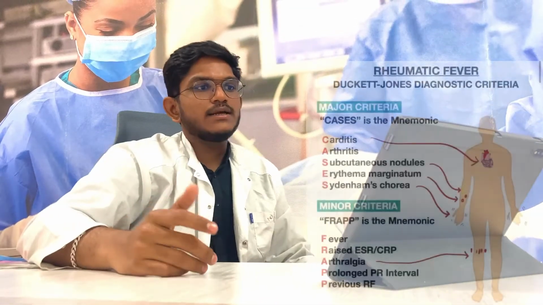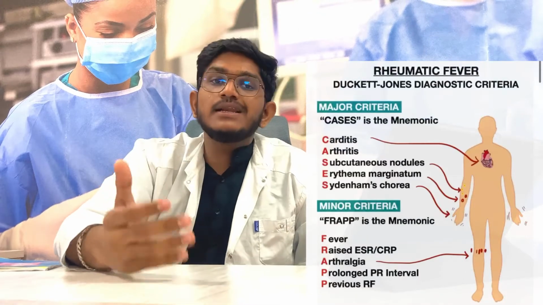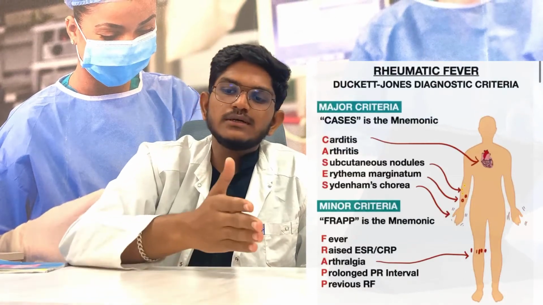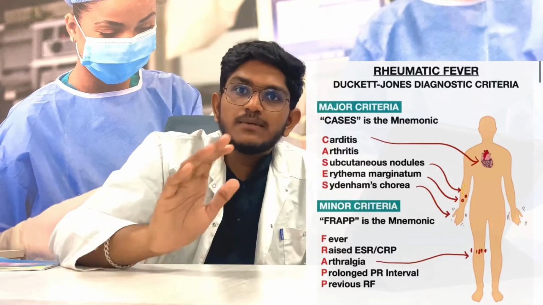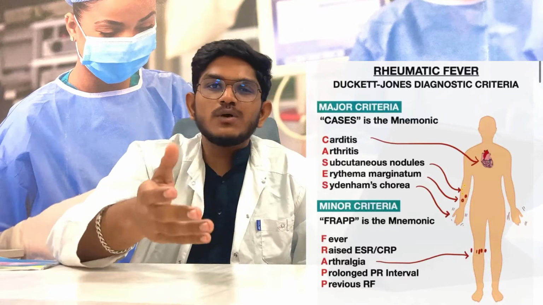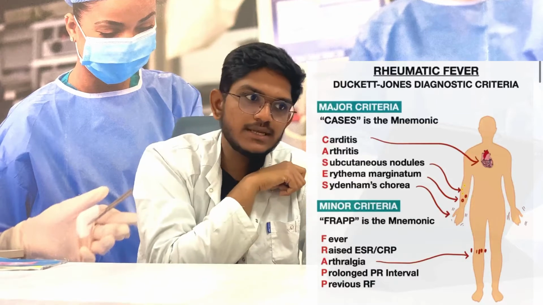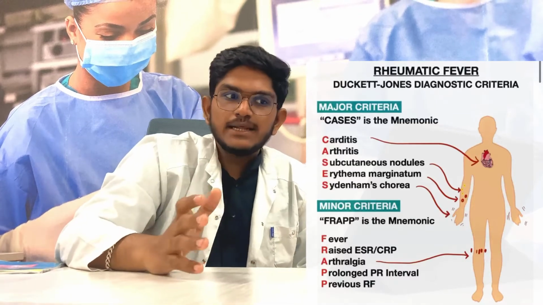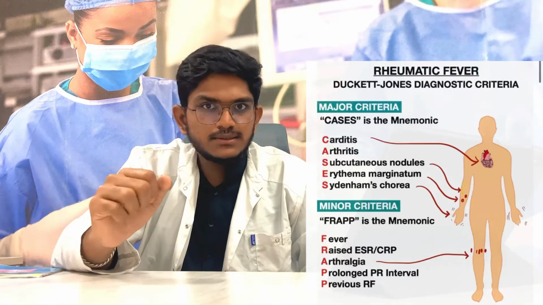In the Jones criteria, first of all, there is carditis. In carditis, there is an inflammation of the heart, and it can cause a murmur, and in later stages, it can cause heart failure. The second one is migratory polyarthritis. In migratory polyarthritis, there are swollen, painful joints with movement and joint stiffness. Then Sydenham's chorea, in which there are involuntary jerky movements.